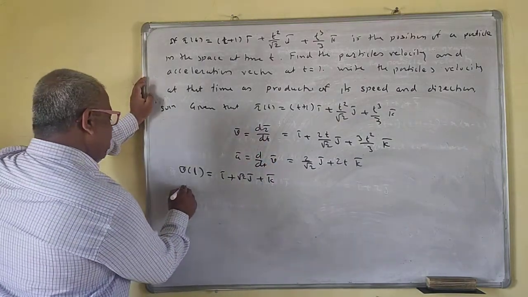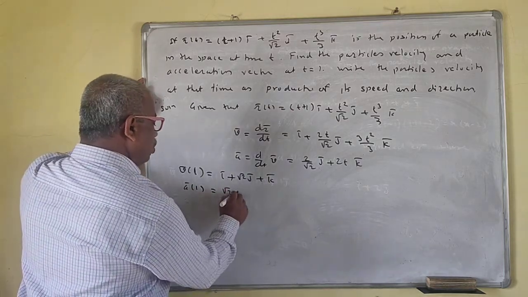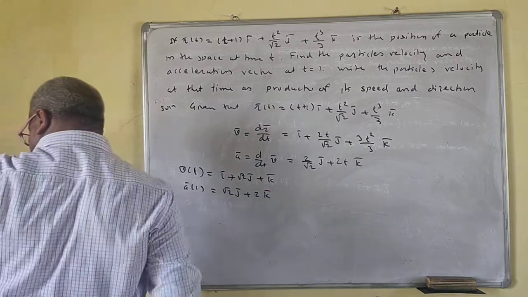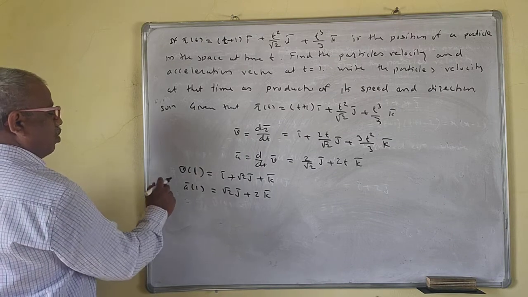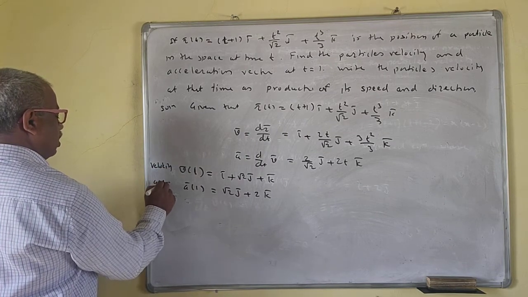So a bar at 1 is nothing but root 2 j bar plus 2 k bar. So this is your velocity, and this is the acceleration.